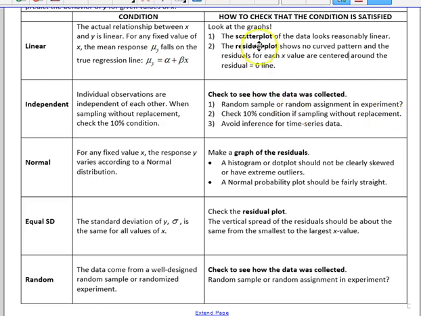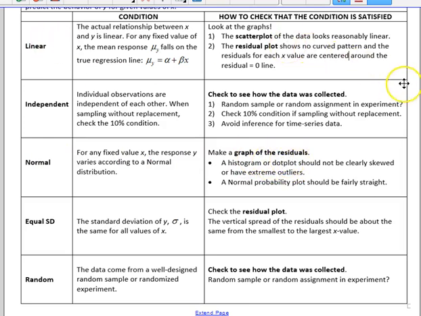We have to look at the scatter plot of the data. We have to look at the residual plot. We have to think about how the data were collected, and we have to look at a graph of the residuals. Okay, so for both independent and random, we're thinking about how the data was collected. For both equal standard deviation and linear, we're looking at the residual plot. For normal, the graph of the residuals, and for linear, the scatter plot of the data.